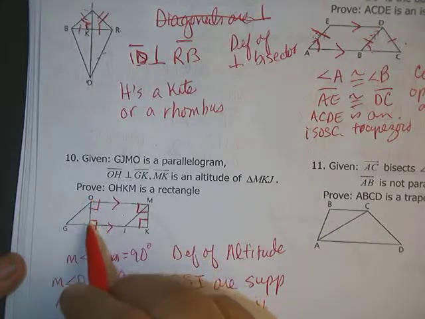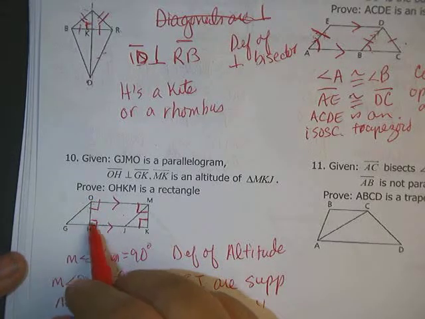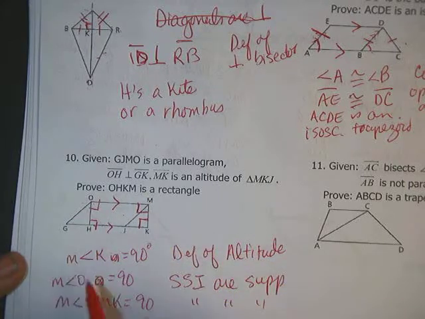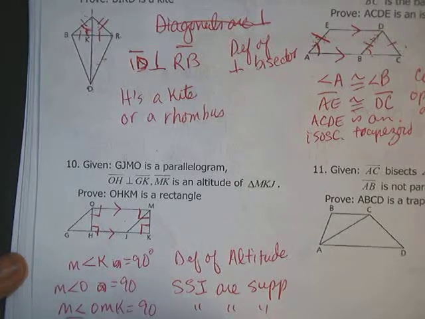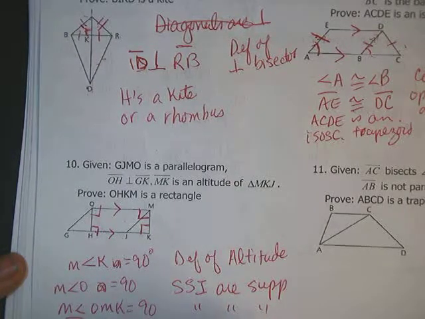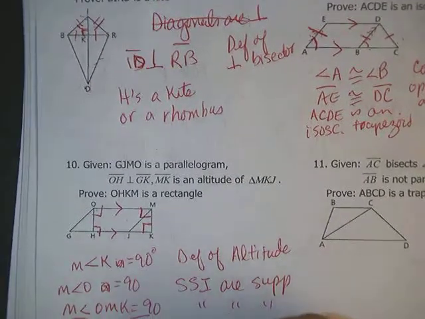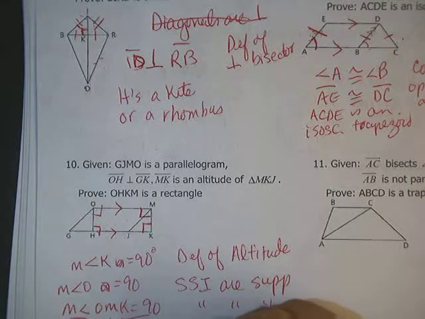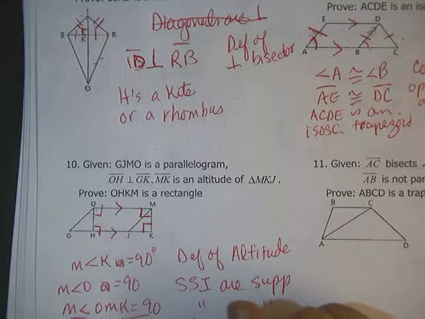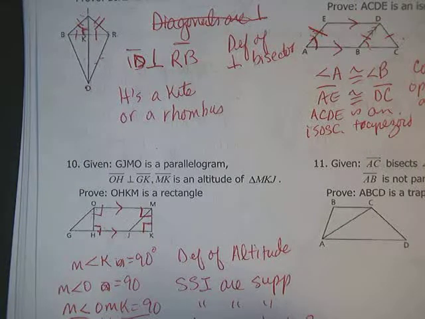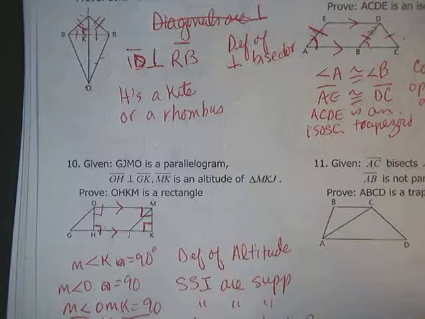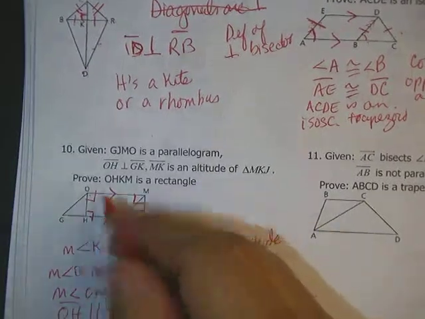So how do I know that these two are parallel? Well, if we have a transversal that's perpendicular to two lines, then the two lines are parallel. OH is parallel to MK, right? Because if a transversal is perpendicular to two lines, then the lines are parallel. We learned that a long time ago, all right?